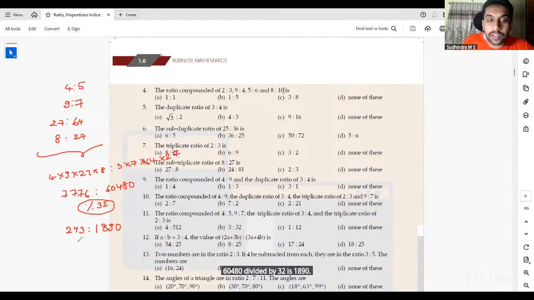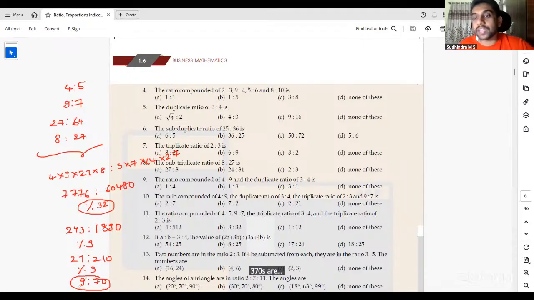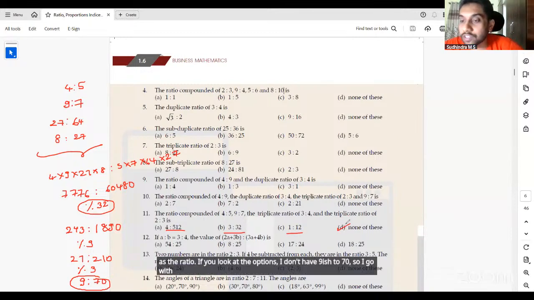Further, we can simplify this. I can divide this by 9. I get 27. 1890 divided by 9, I get 210. Further, I can divide this by 3. 3 9s are 27, 3 70s are 210. We get 9:70 as the ratio. If you look at the options, I don't have 9:70, so I go with none of this.